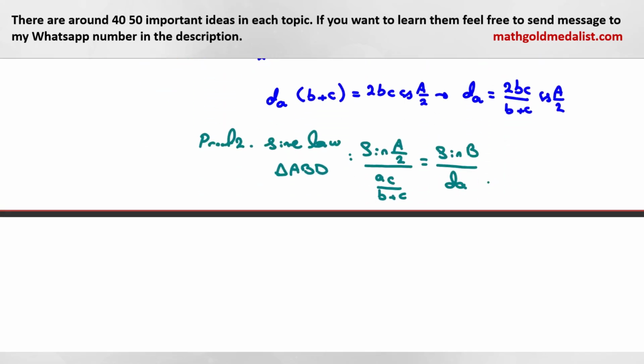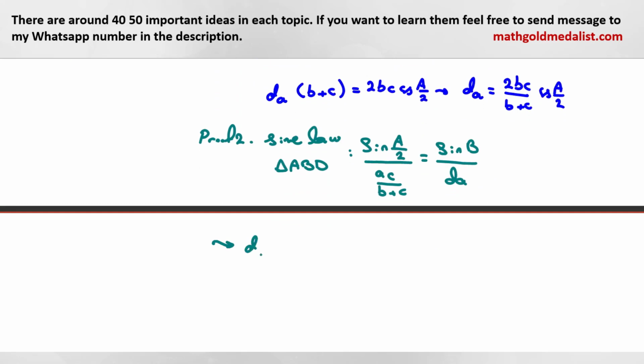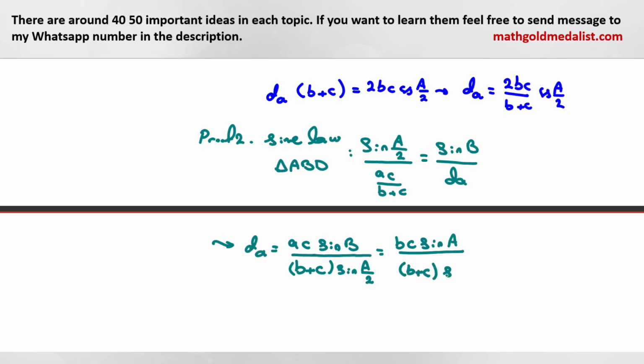So we can say DA is AC sine B over (B plus C) times sine A/2. Do you agree that A sine B is B sine A by the sine law in triangle ABC? Yeah. And we know sine A is 2 sine A/2 cosine A/2, so DA is 2BC over (B plus C) cos A/2, right?